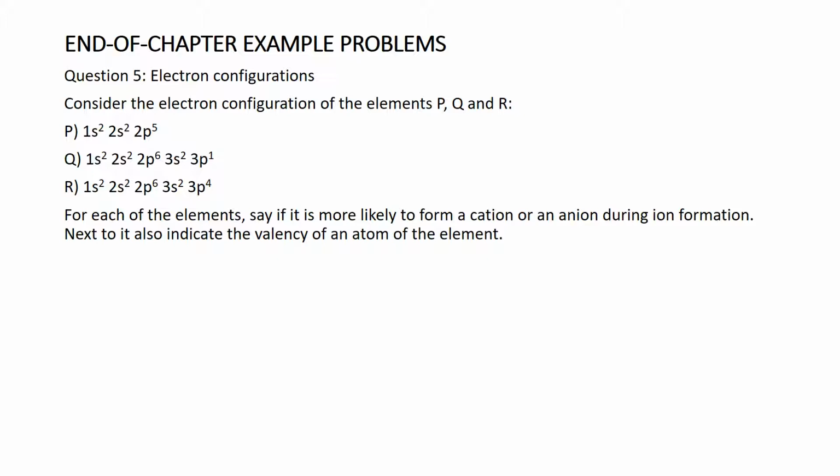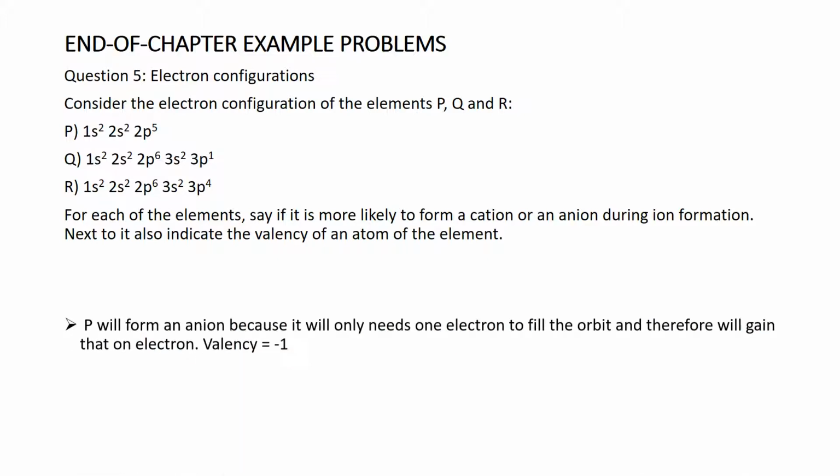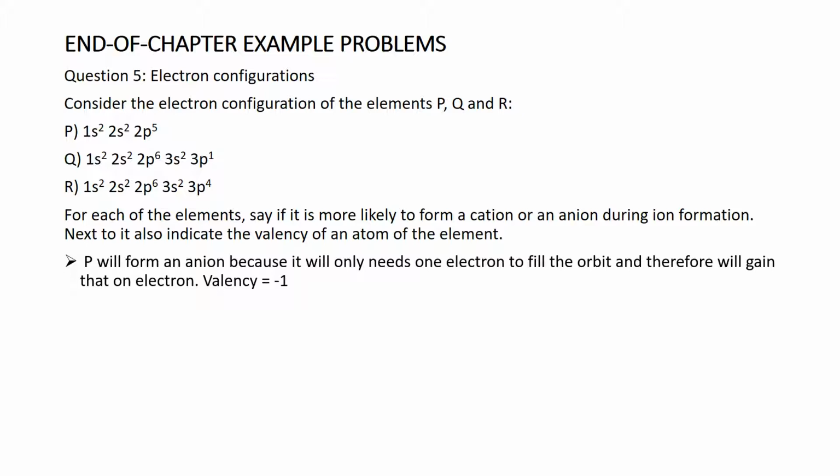So it's like the element is saying, why should I lose all my 7 electrons to stay in the first energy level? I'd rather gain 1 electron than lose all 7. So it gains 1 electron to fill the second energy level. So it is going to form an anion, and its valency will be -1 because it gains 1 electron.